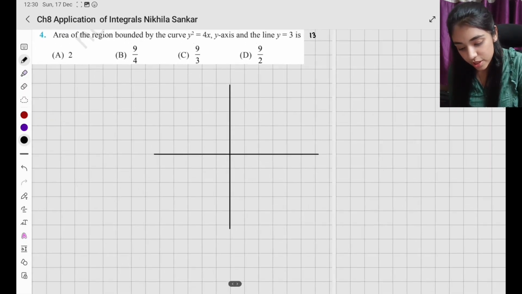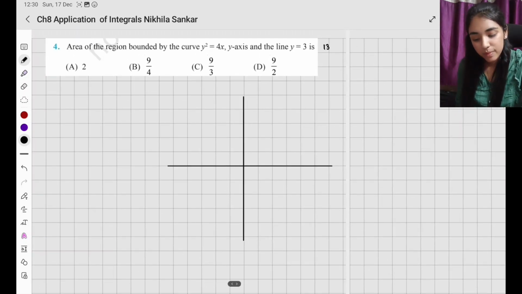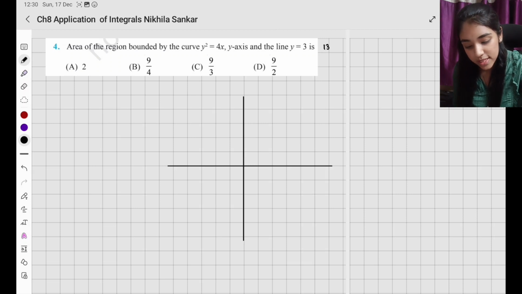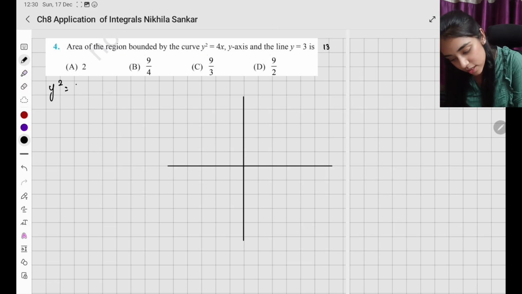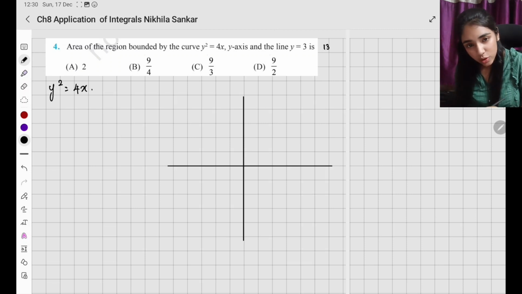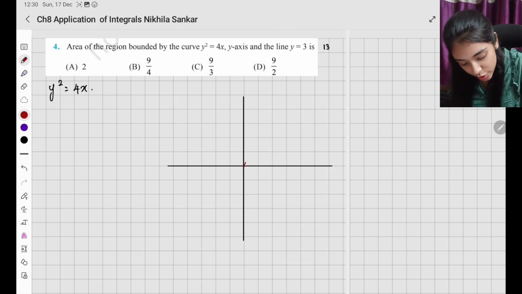Now, question number 4. Area of the region bounded by the curve y square equals 4x. So y square equals 4x, it is going to be a parabola. Y square, it is going to be symmetric to the x-axis. So how is your equation going to look like? It is going to be something like this.